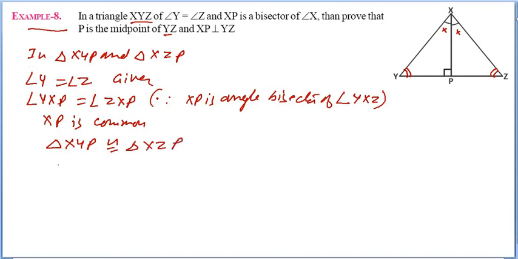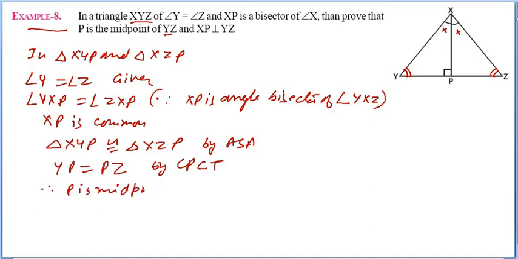So that means YP is equal to PZ. So you can write by which rule? By ASA, and it is by CPCT. Corresponding parts of congruent triangles. So you can write this one. So that means P is the midpoint. Hence, P is midpoint of YZ. And you can say the angle is also equal.